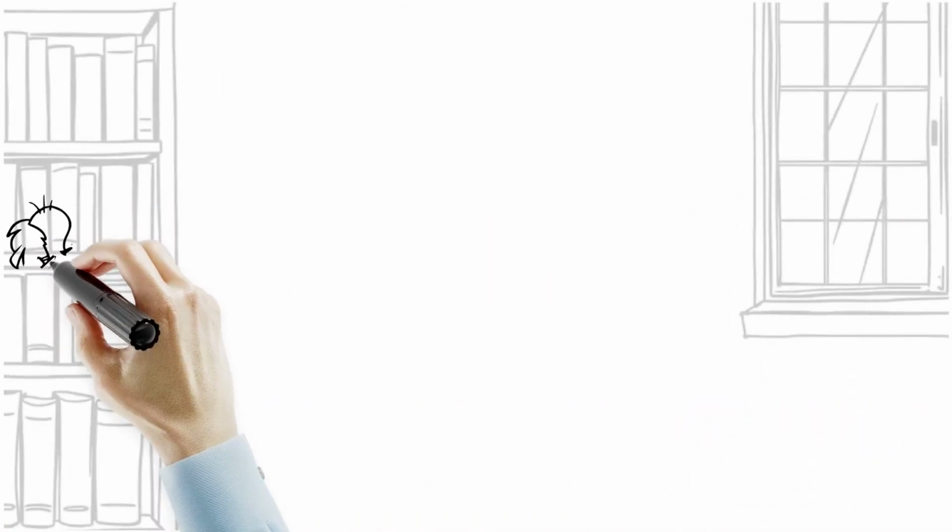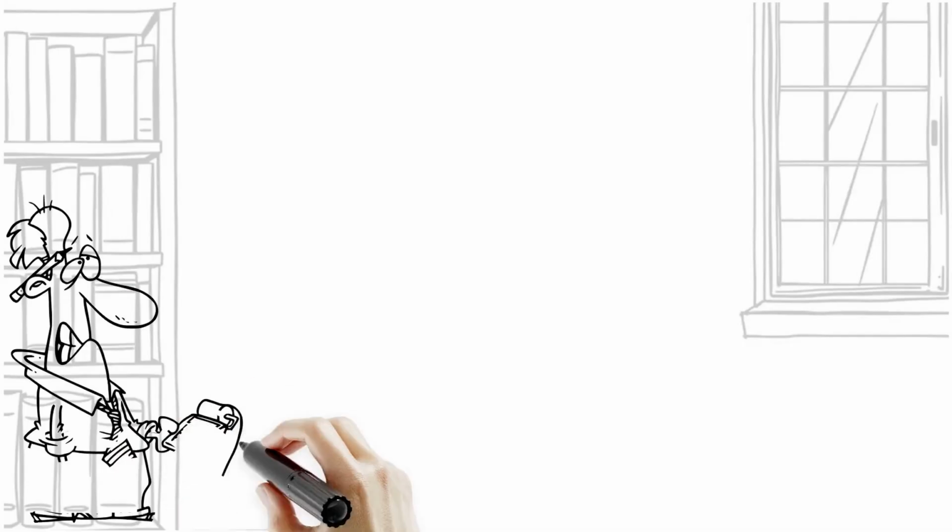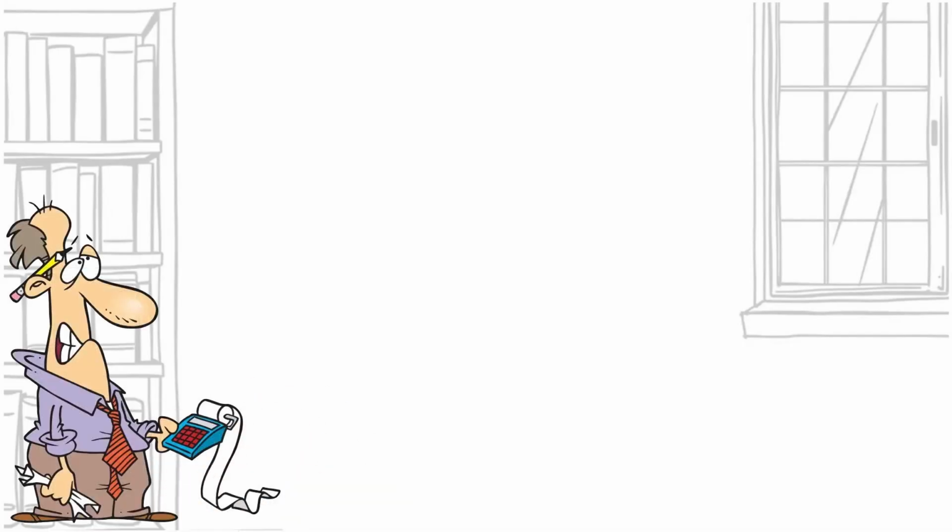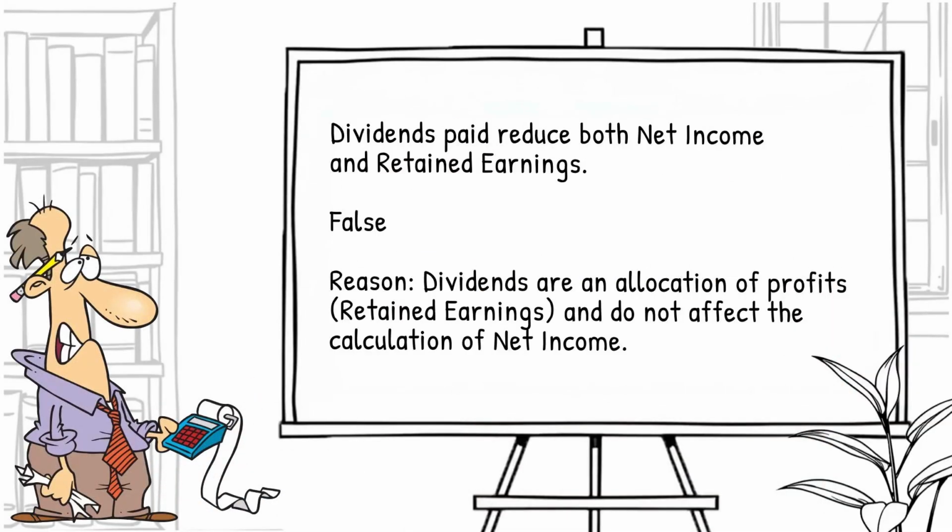Dividends paid reduce both net income and retained earnings. False reason: dividends are an allocation of profits, retained earnings, and do not affect the calculation of net income.